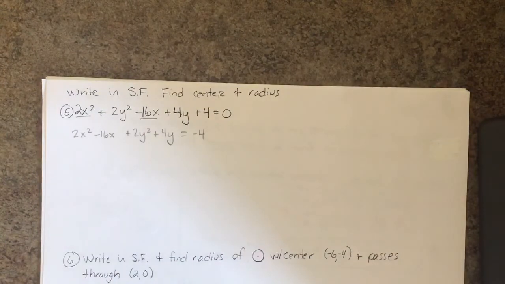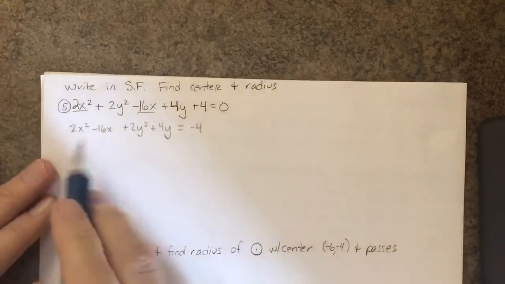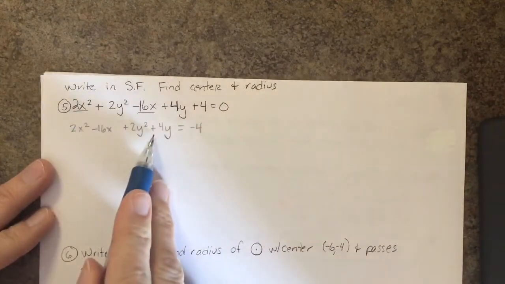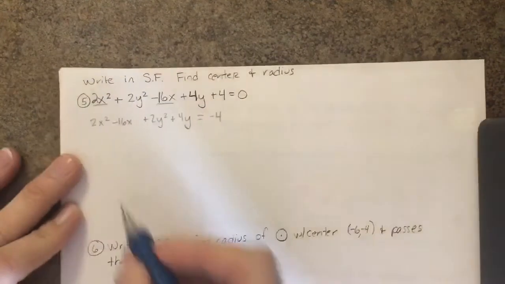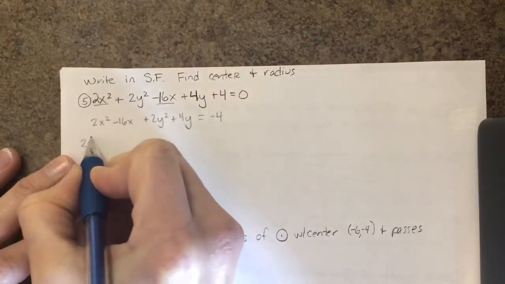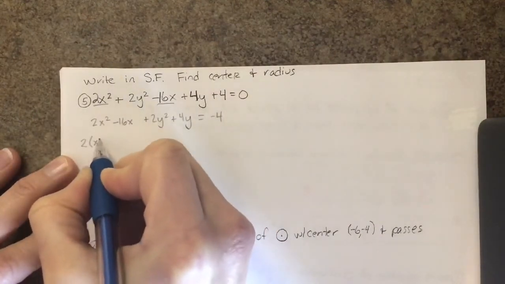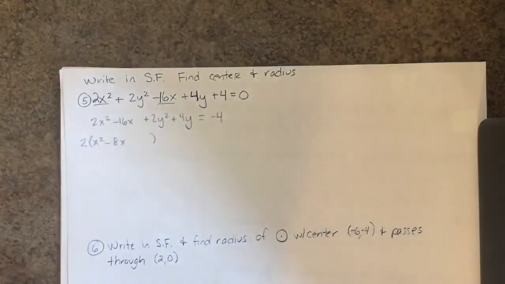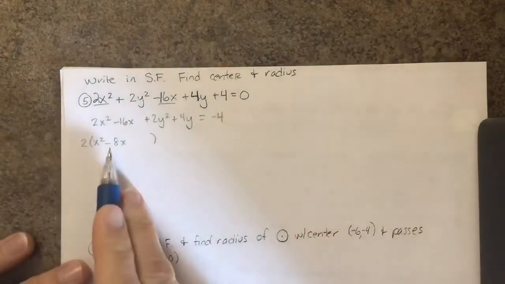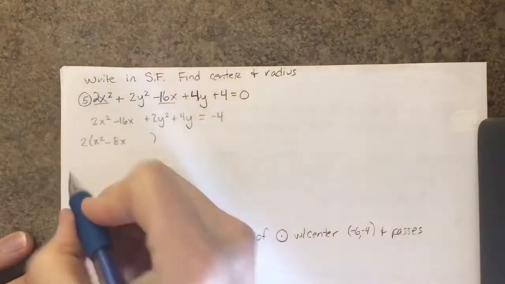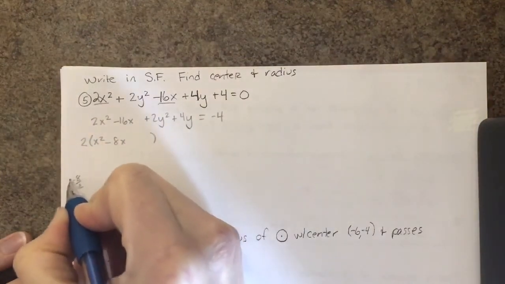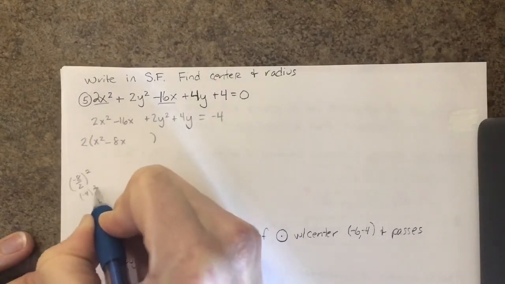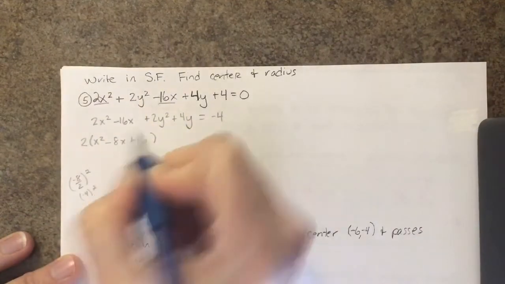Now what? We are going to have to complete the square for x's and for y's. Your a number has to be 1, so I'm going to factor out the 2. Then I get x squared minus 8x. Leave some room to complete the square. Take b, negative 8 divided by 2, that's negative 4, and square it. Negative 4 squared is plus 16.